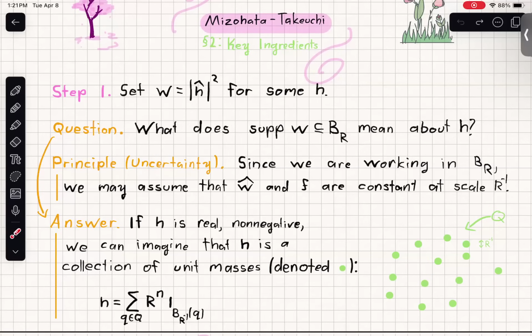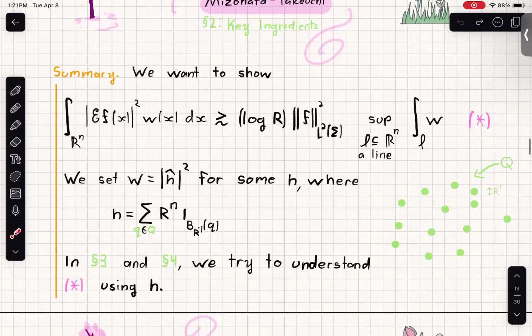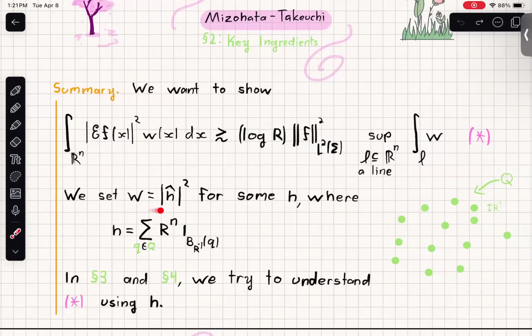So so far what we've done is we've written a weight as the square of the Fourier transform of something, and this is supposed to help us rewrite this. And we also said that since we are localizing to this ball of radius r, we can choose h to be something that looks like this, sort of. Okay, so then just to give you an overview of where I'm going with this, in section 3, I want to understand how to write this thing, and then in section 4, we can analyze this. And then later on we can put everything together.